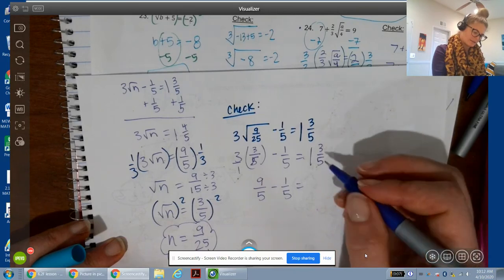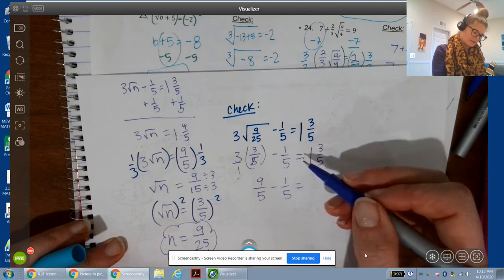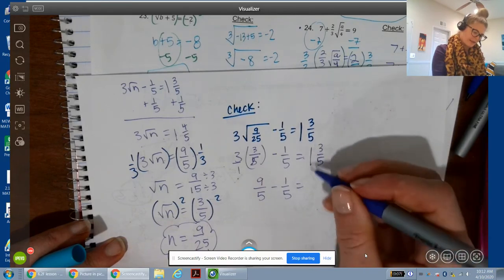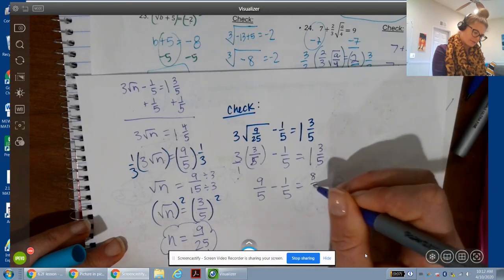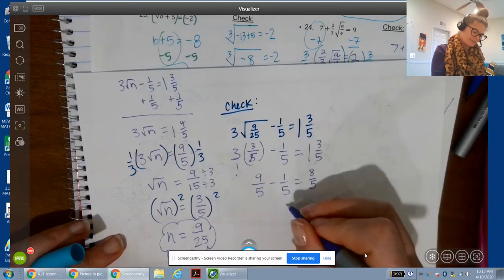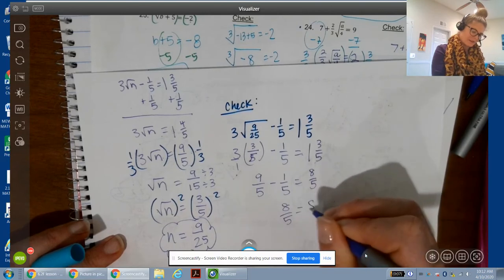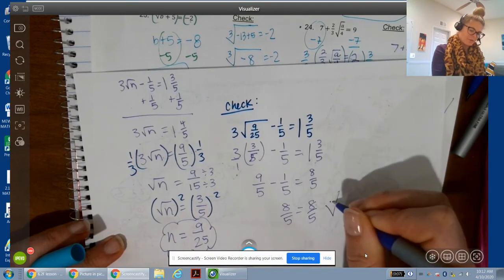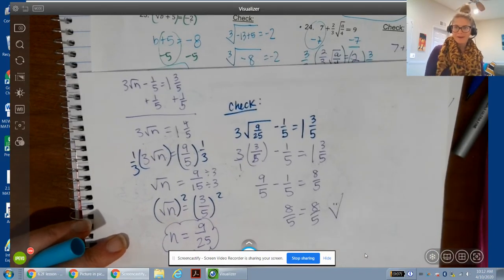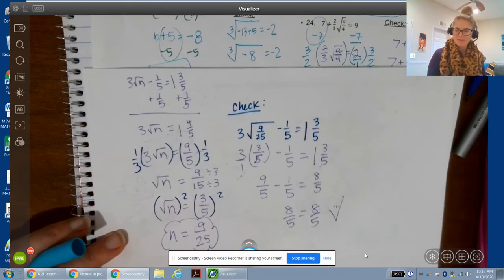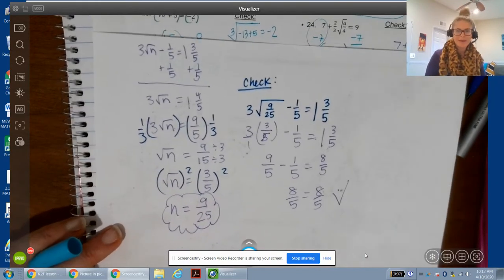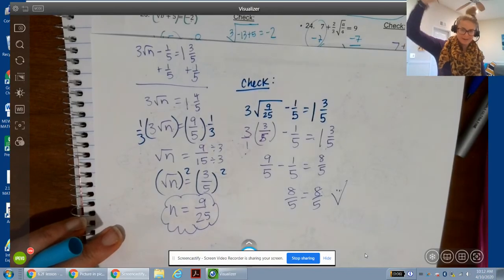We get 5, 6, 7, 8, 8/5. 9 minus 1 is 8. 8/5 equals 8/5. Woohoo! We got it right. Had to change a little bit of things, but it's okay because we persevered.